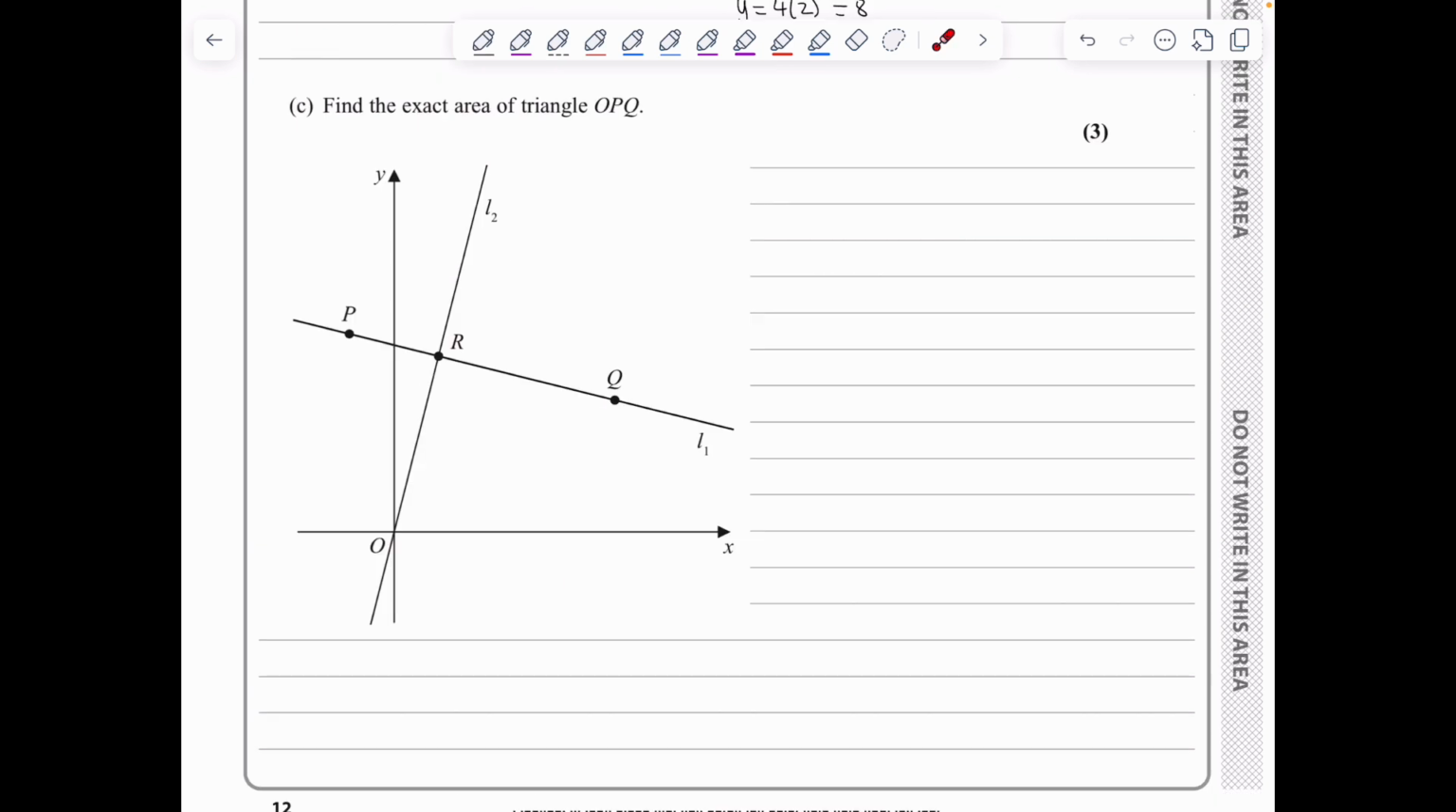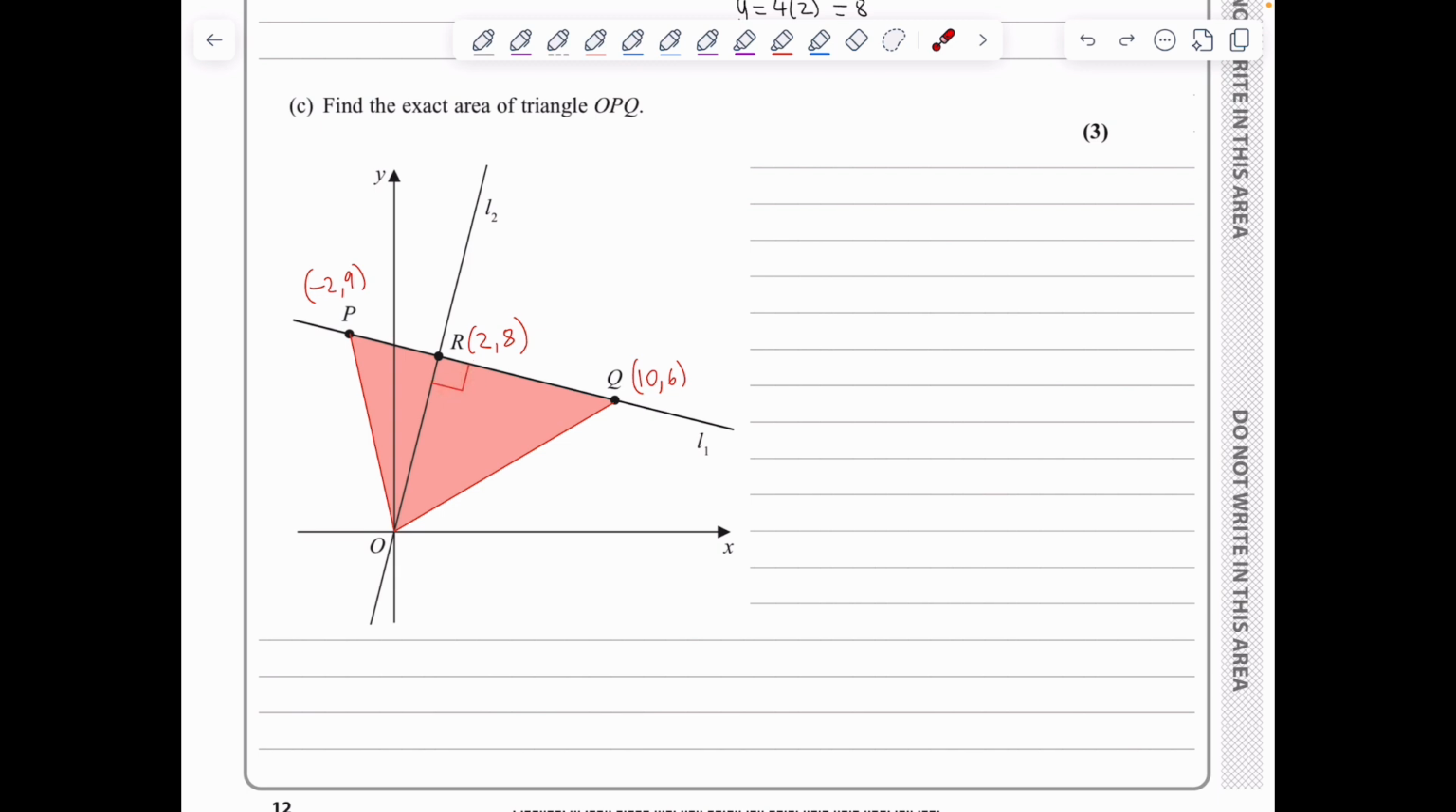In part C, we're asked to find the exact area of triangle OPQ. Well, we have found the coordinates of P, R, and Q as shown here, and we're asked to find the area of the triangle shown shaded here. We know that the base will be the distance PQ, and the height will be OR, because the two lines are perpendicular, so this is a 90-degree angle.